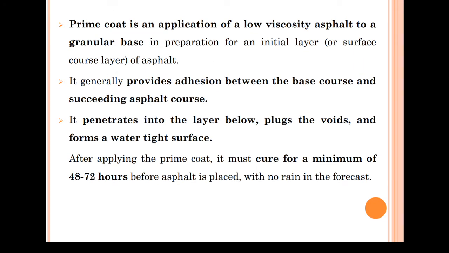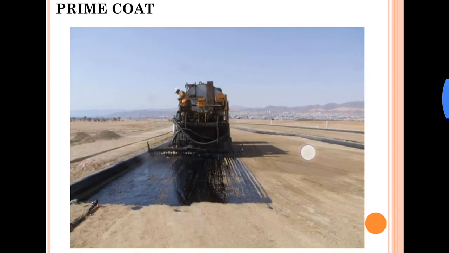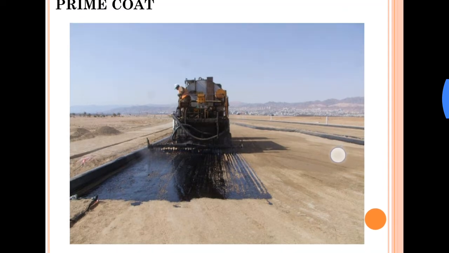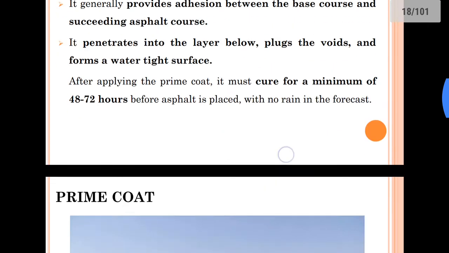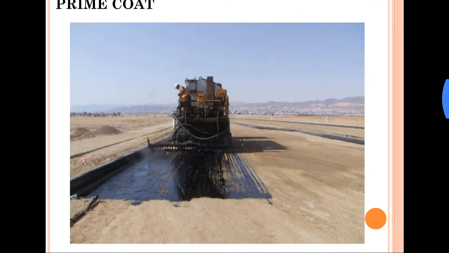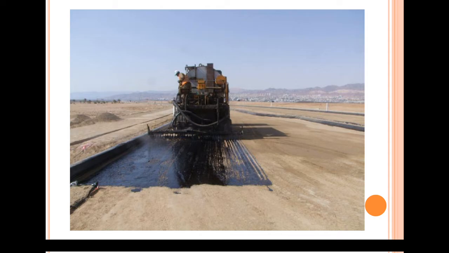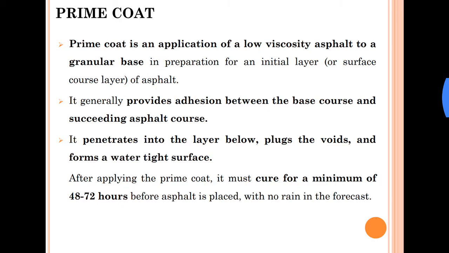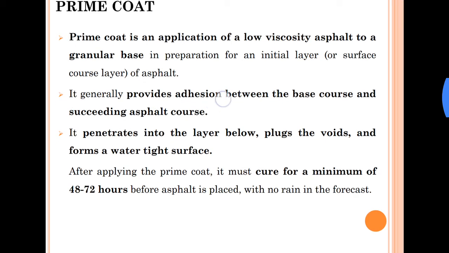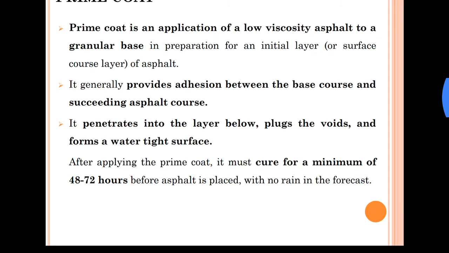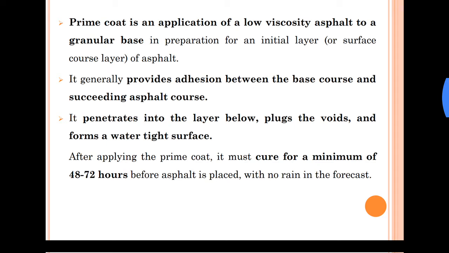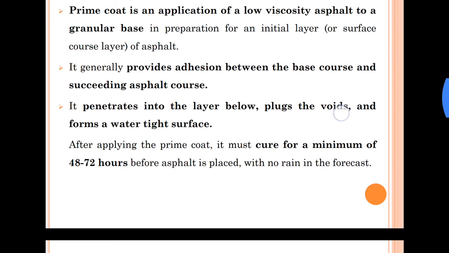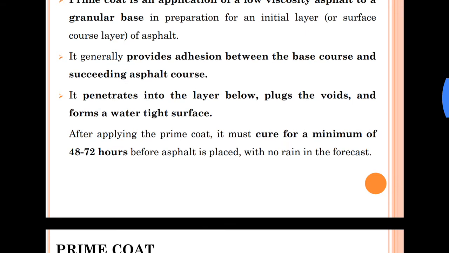Okay, it is also a coating which is provided in between layers. But we use this prime coat in between a non-bituminous layer and a bituminous layer. It generally provides adhesion between the base course and the succeeding asphalt course. It penetrates into the layers below, plugs the voids and forms a watertight surface.